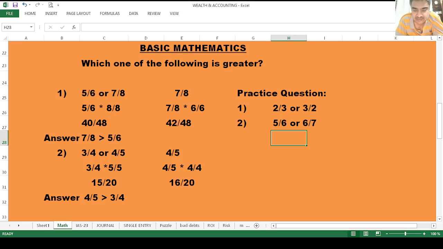So these are the two practice questions for you. 2 over 3 is greater or 3 over 2 is greater. And the second question is 5 over 6 is greater or 6 over 7 is greater.